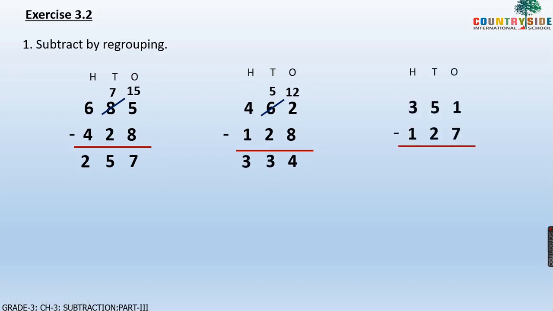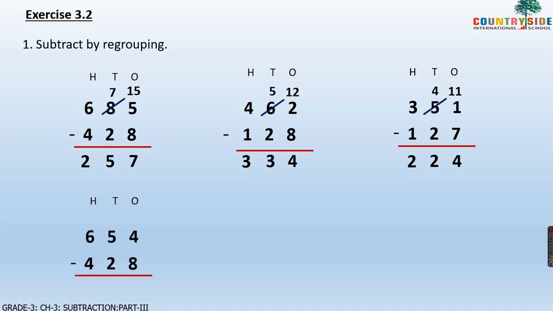So next example, 351 minus 127. From this 1 again, children, we cannot subtract 7. So again we will cut this 5 and it will become 4 and this 1 will become 11. So 11 minus 7 is 4. Then 4 minus 2 is 2 and 3 minus 1 is 2. Like this you have to do, children.